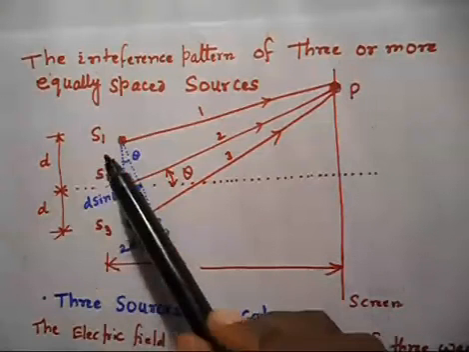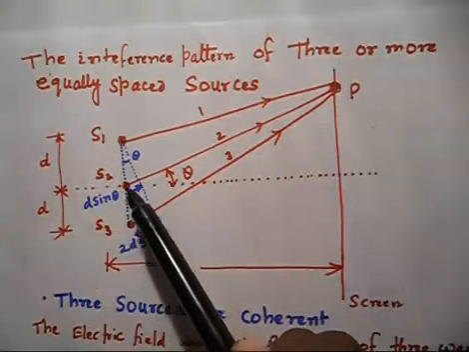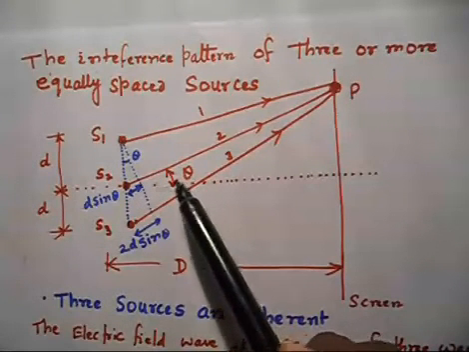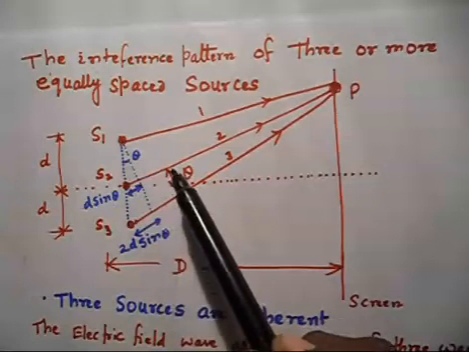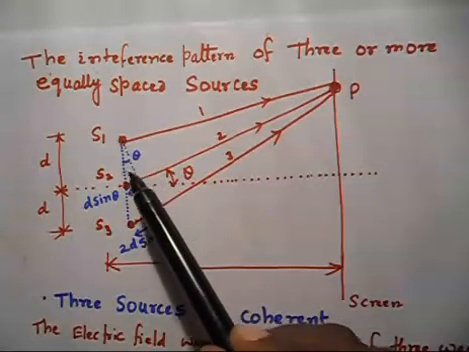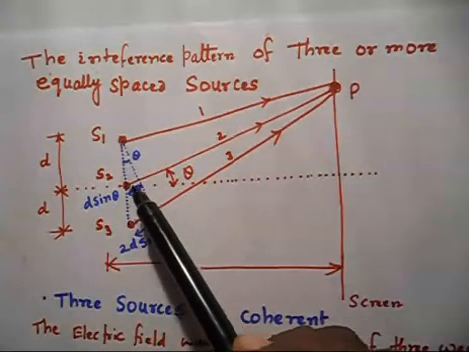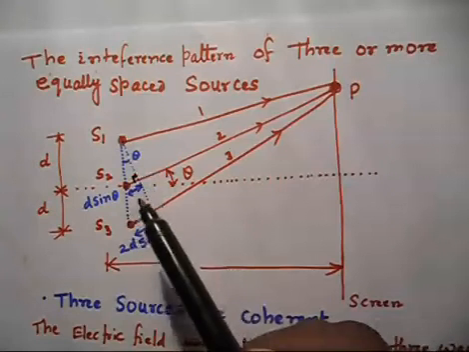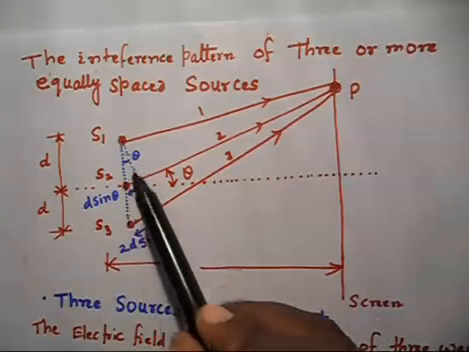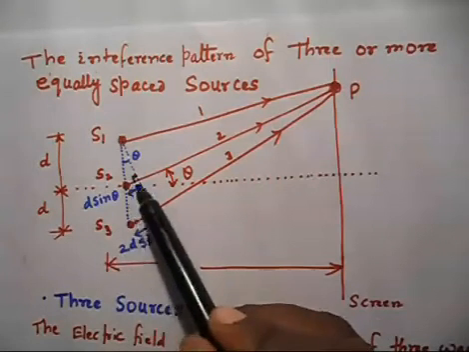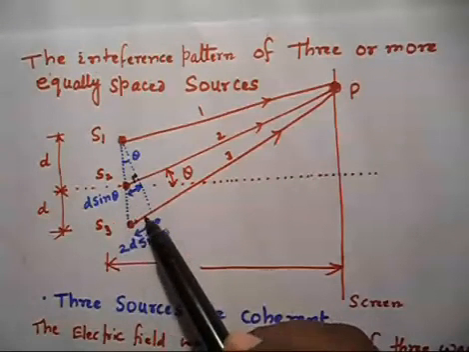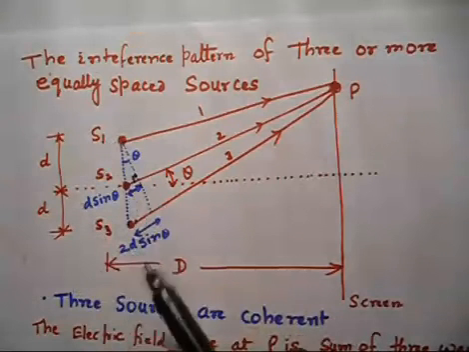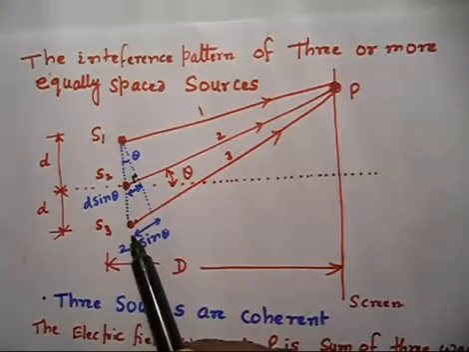Now the next point, if this distance is d, I have to calculate what the path difference is. If this angle is theta, then this angle has to be theta. Theta is basically a small angle. So this distance is d sin theta, this is basically perpendicular. If I apply sin theta, this distance by this distance, so this becomes d sin theta. Similarly, this S1 S3 is 2d, so this path difference becomes 2d sin theta.